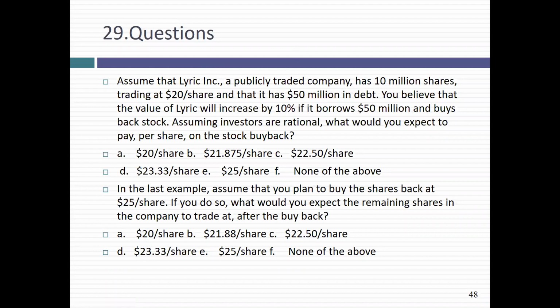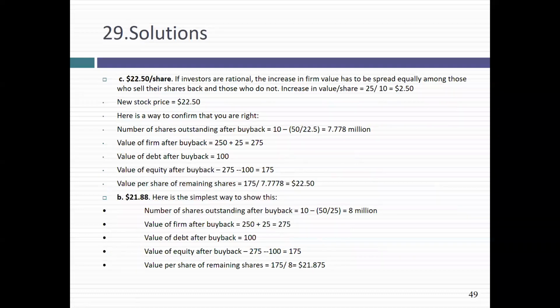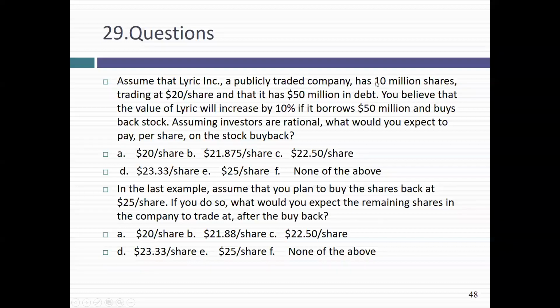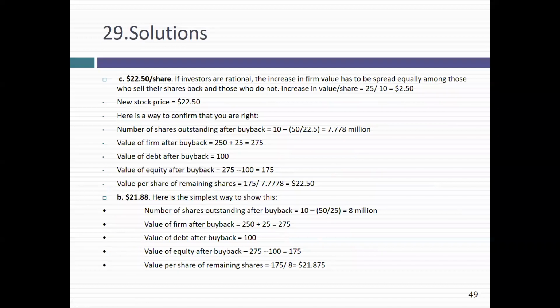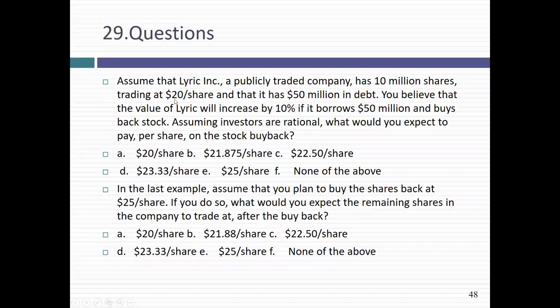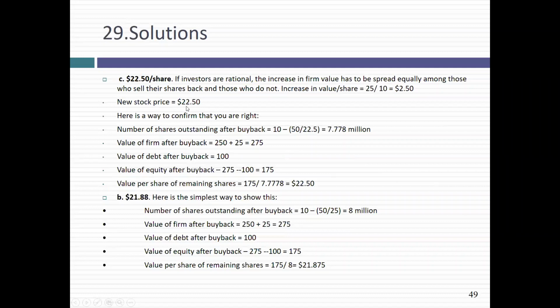If I know that the value of the company is going to increase by 10%, that means the value of the company is going to increase by 25 million, right? 10% of 250. That's how I get this first number. The second number is going to tell us the number of shares currently. And we know that the current number of shares is 10 million. So if that's the case, the increase in total value divided by the total number of shares currently is going to be $2.50. Each person's going to get another $2.50. We're going to add that on the current stock price. The current stock price is 20, so the new stock price is $22.50.